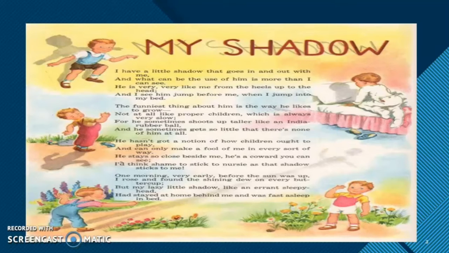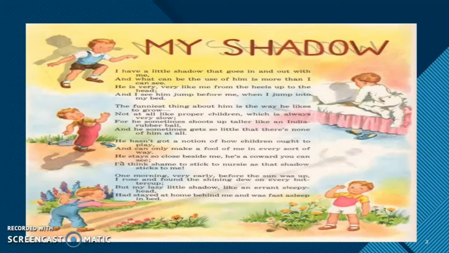Not at all like proper children, which is always very slow. Now, proper children, okay, like you guys, you take time to grow, right? Years to grow. But he says this shadow, okay, just grows in a second. He grows very, very fast, okay? For he sometimes shoots up taller like an India rubber ball. So he says the shadow sometimes, okay, shoots up taller, okay?